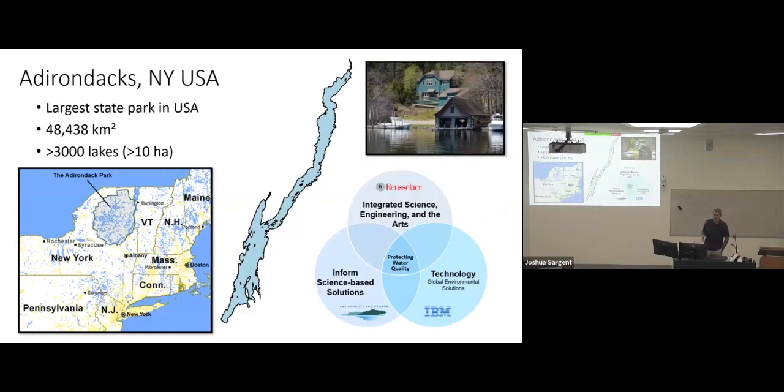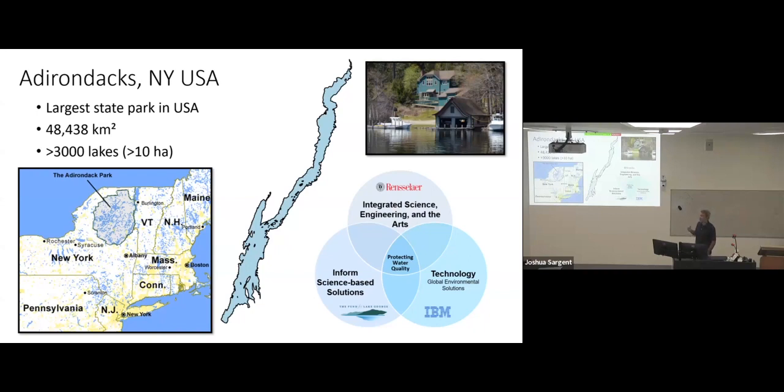A lot of my study systems are in New York. So on the map on the lower left is the Northeast US, and I've highlighted the Adirondack Park in particular. That's the largest state park in the lower 48 states in the United States. And it's got about 3,000 lakes over 10 hectares or larger. If you go to smaller surface areas, it grows faster than exponentially.